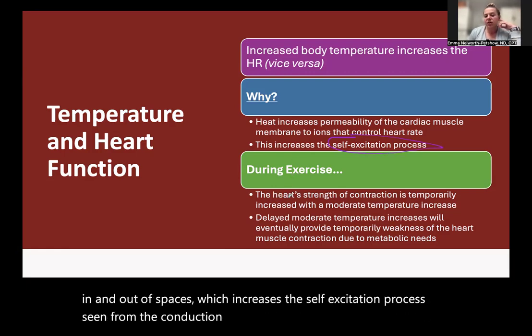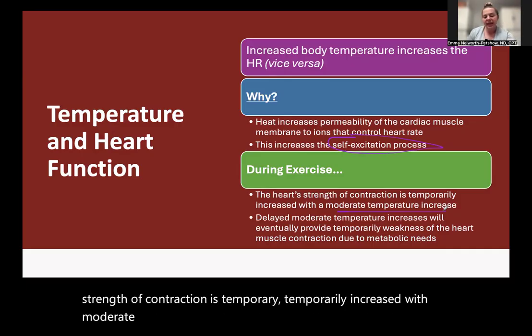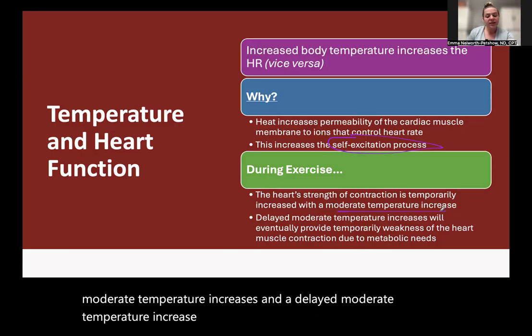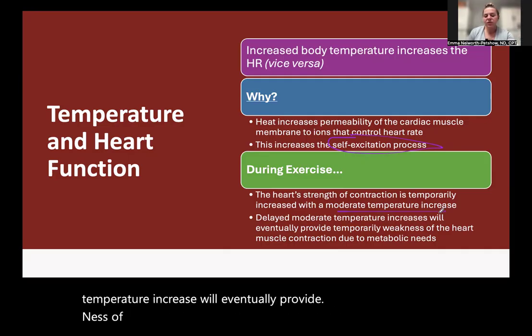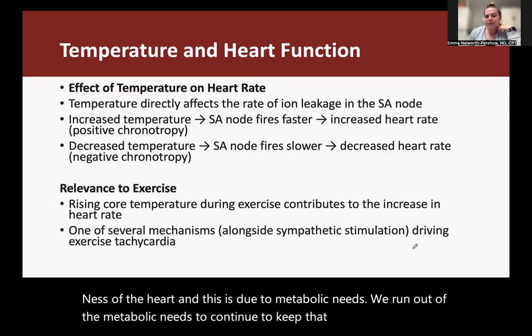During exercise, the heart's strength of contraction is temporarily increased with moderate temperature increases, and a delayed moderate temperature increase will eventually provide weakness of the heart. And this is due to metabolic needs. We run out of the metabolic resources to continue to keep that metabolic rate going.